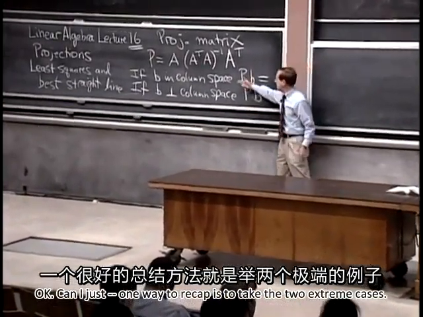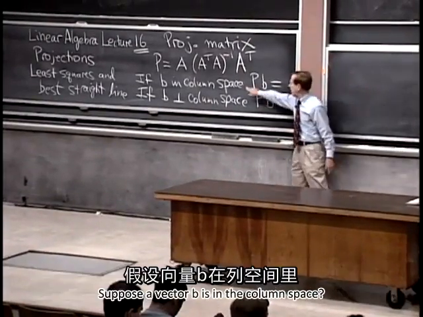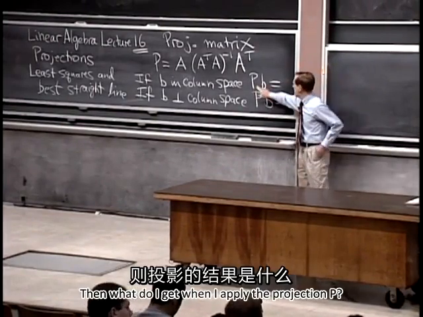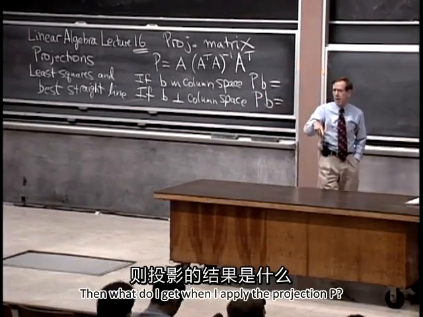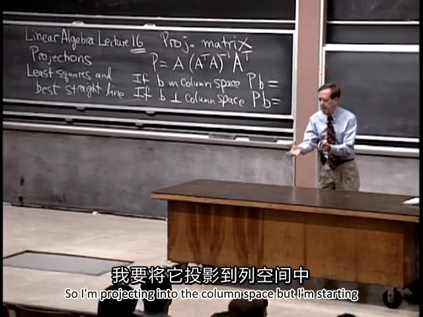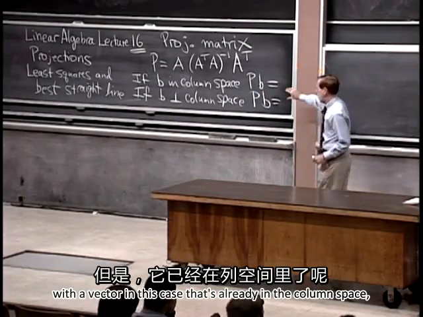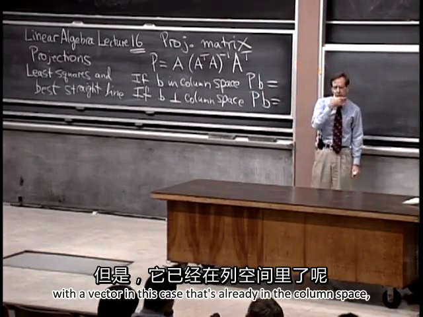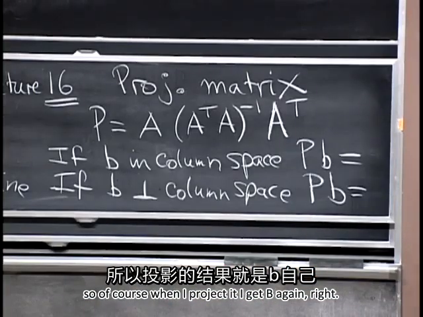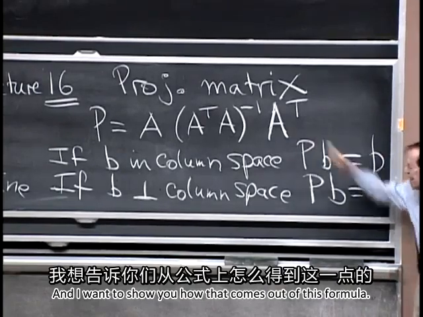One way to recap is to take the two extreme cases. Suppose the vector b is in the column space. Then what do I get when I apply the projection P? So I'm projecting into the column space, but I'm starting with a vector that's already in the column space. So of course, when I project it, I get b again, right? And I want to show you how that comes out of this formula.